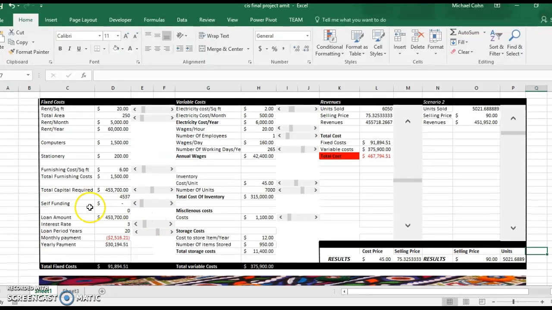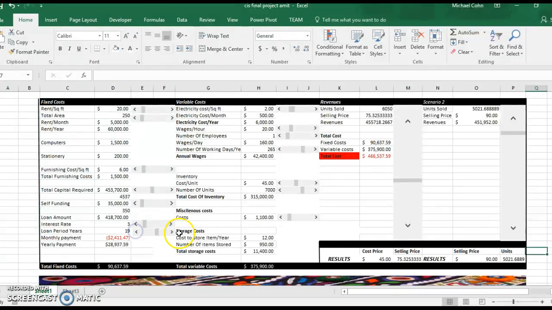Now, out of the $453,000, maybe my sister can self-fund around $30,000. So let us put that in. $30,000 to $35,000 is what she can put in from her own pocket. So she would need to take a loan of $418,000. Now, this loan would be paid over a period of 20 years.